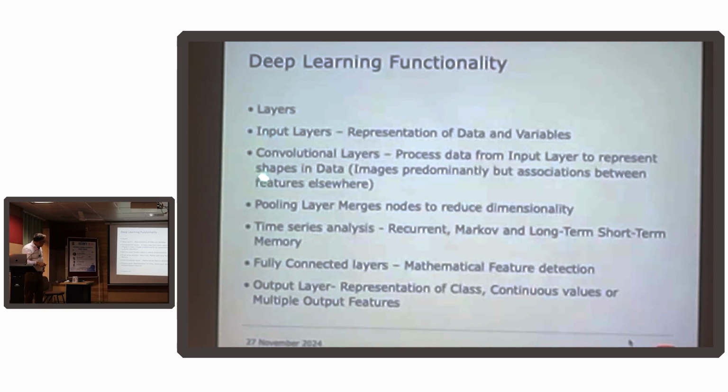A convolutional layer, and I'll go into this a bit more in a second, essentially takes data from the input layer and represents shapes in data. So an image, you can imagine, is a 2D array. And in that 2D array, there are going to be lines. There are going to be lines which are horizontal, vertical, diagonal, both ways. And those lines make up shapes. So what a convolutional layer is doing is essentially working its way through a matrix of RGB values, a matrix of pixels, looking for shapes, and then encoding them into the neural network.